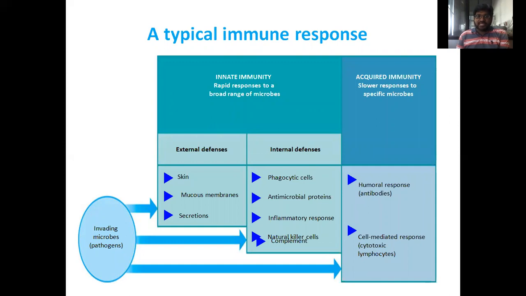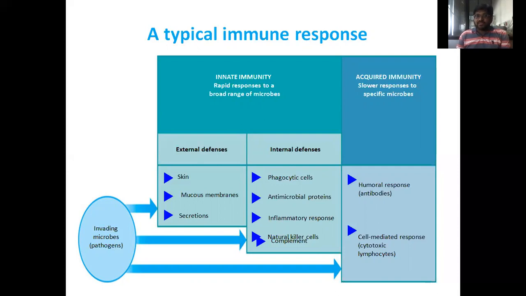You can see innate immunity gives rapid responses to a broad range of microbes. There are two types of defensive system, external as well as internal. When we look at the external defenses, skin, mucous membrane, and different secretions are included. While in internal defenses, you can see phagocytic cells, antimicrobial proteins, inflammatory responses, natural killer cells and complement activation are included.